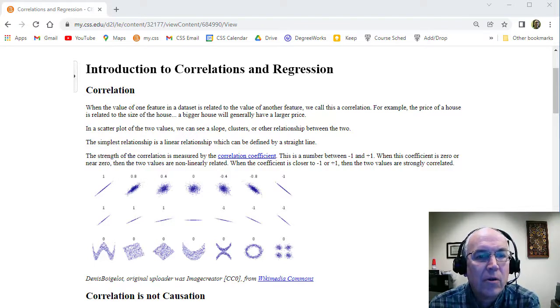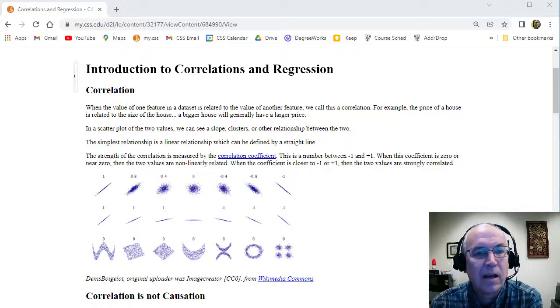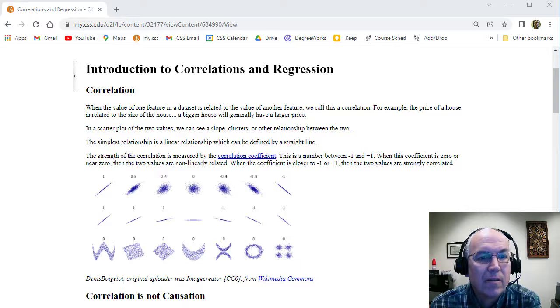A negative coefficient, -1, means they are correlated, but in opposite directions. Maybe the number of crimes in the neighborhood and the price of the house. As the number of crimes in the neighborhood goes up, the price of the house might go down. So that's a negative correlation, but again, still a correlation. When you don't have a correlation, the coefficient is around 0.